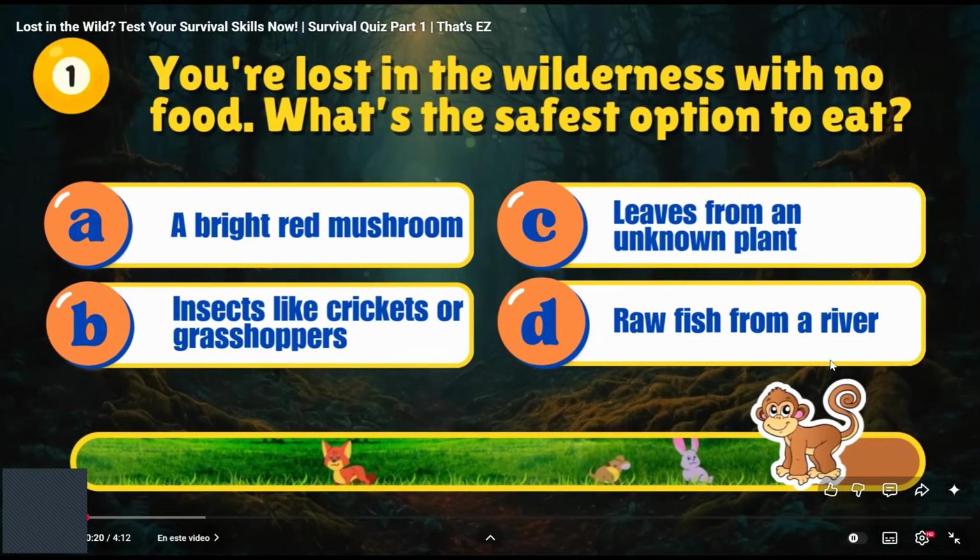Please, chicos, usen el lápiz virtual o escriban aquí en el chat qué comerían ustedes. What would you eat? What would you eat if you are lost in the wilderness? Go, please choose the option.